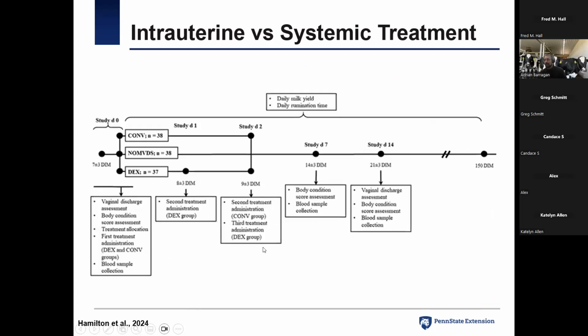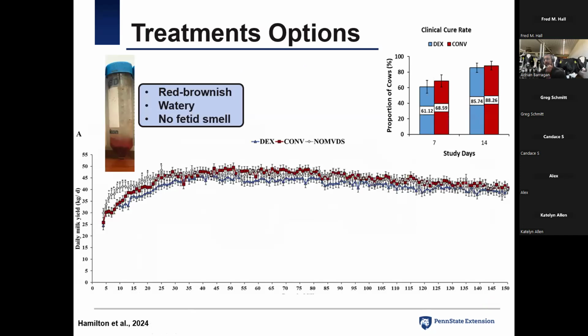And then we'll look at different parameters. But the interesting part here is that we found different results on performance parameters based on what groups of metritis cows we included, okay? What you have here in the top right corner is the clinical cure, which was similar between these groups. So whether we treat the animals only with dextrose or only with conventional antibiotics, they have similar cure rates, so there was no difference.